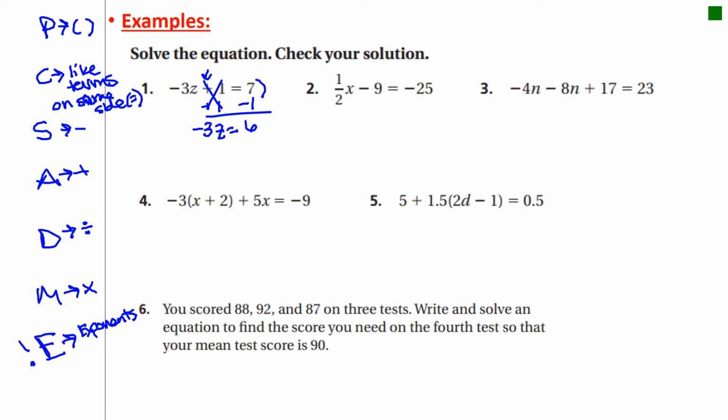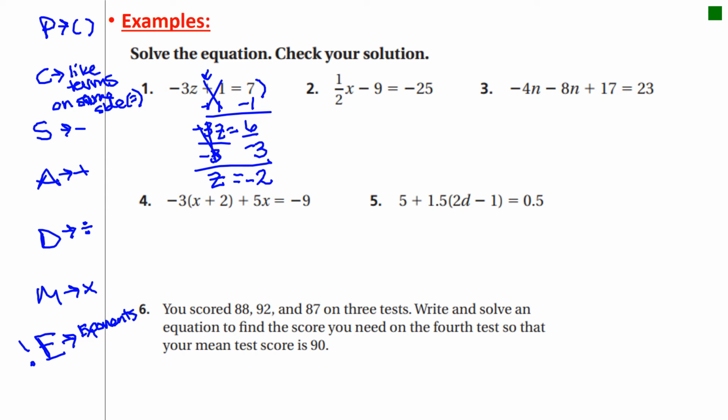Do we have any addition to undo? Do we have any division to undo? Do we have multiplication to undo? Yes. We undo multiplication with division, so negative 3. Negative 3 divided by negative 3 is 1, so 1z, or just z, same thing. And then 6 divided by negative 3 is going to be negative 2. All right, we did it.